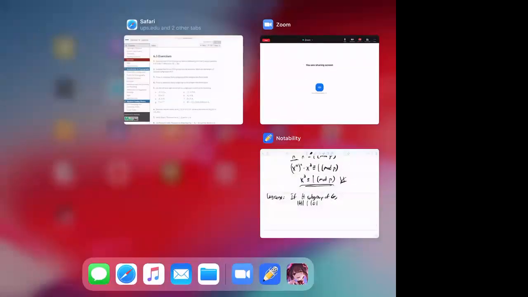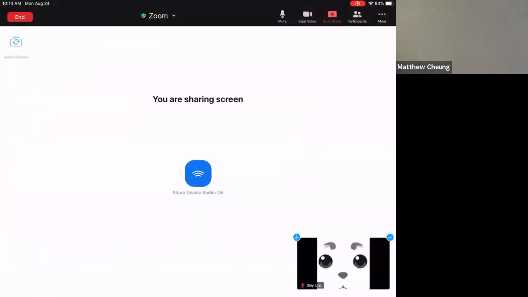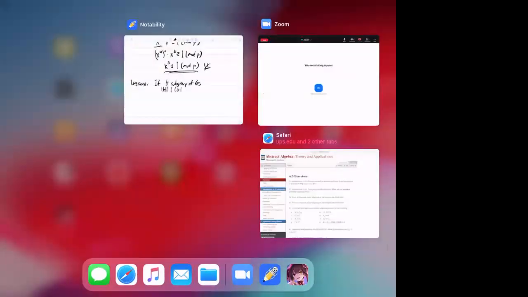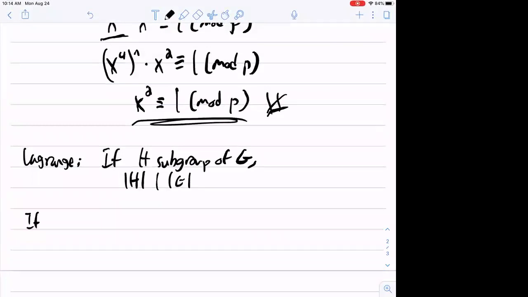So how can you use that? This should be quick. You have an element of order 5 and an element of order 7. Apply Lagrange somehow. So how do you convert elements? If g is of order 5, what's the subgroup generated by g? This has order 5, right?